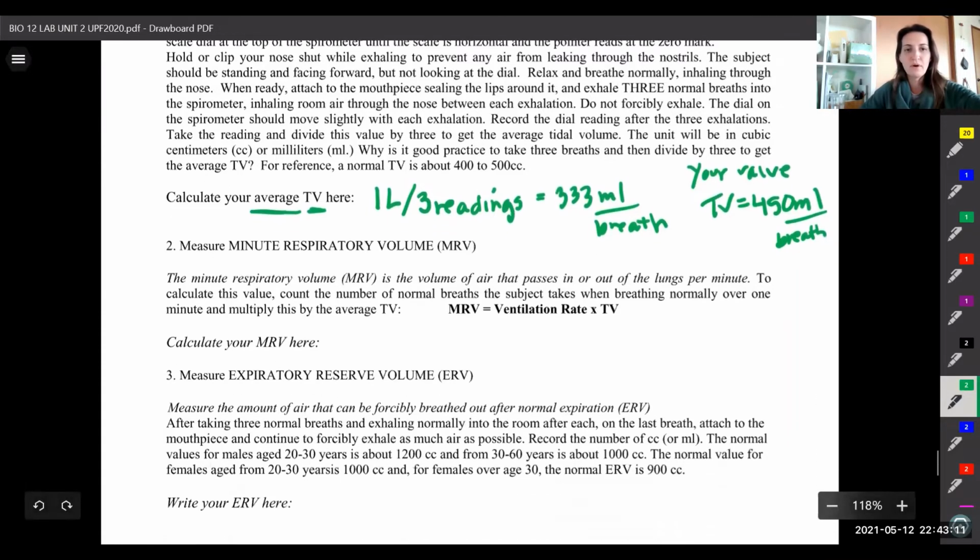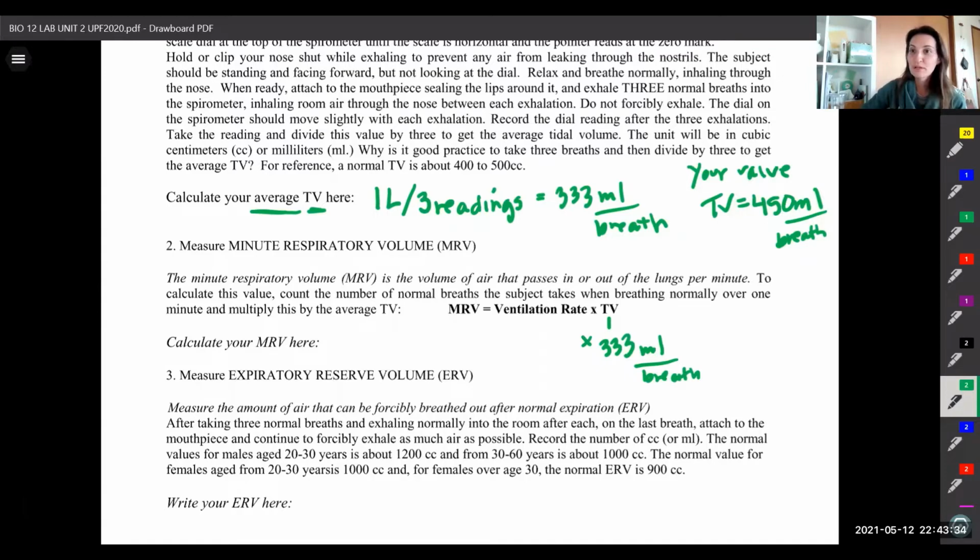All right. Well, the next calculation involves taking your tidal volume. I'm going to use my 333. You're using your 450, and we're multiplying that. Let me use my units here. We're multiplying that by the ventilation rate, the breathing rate.